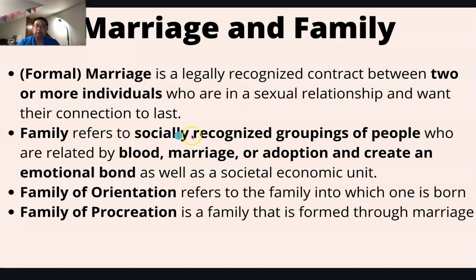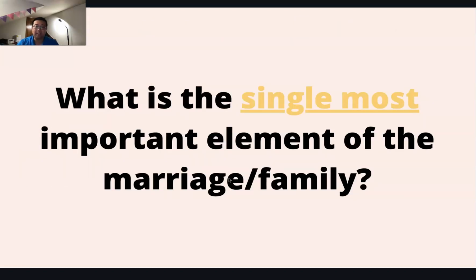The family is first a socially recognized group of people bound by blood, marriage, and the security of emotional bond, as well as a social commitment to each other. Family of orientation is the family one is born into, and family of procreation is the family formed through marriage. So we can see many ranges of definitions of the family in this part.